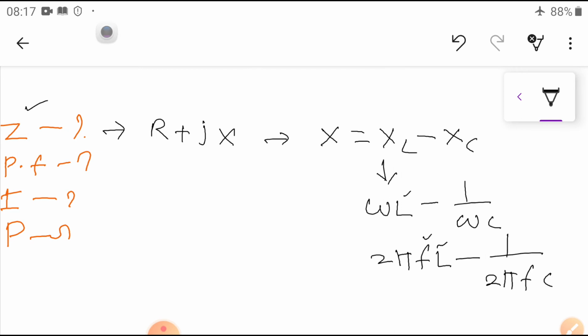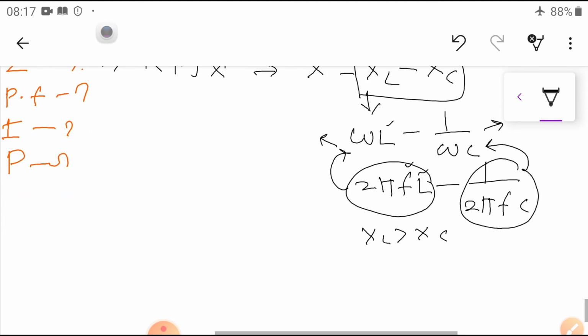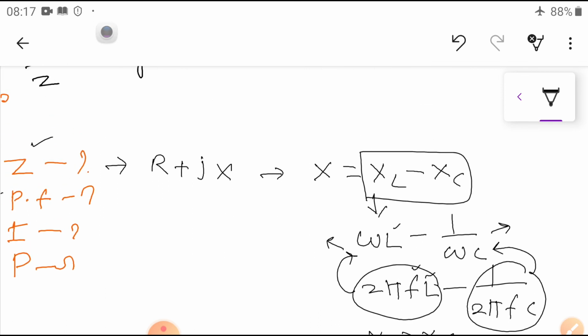So based on this one, we are going to calculate this omega C. Based on this one, you are going to calculate this one. And so here, whatever the value you got, you can subtract, whether your XL is greater than XC or vice versa. So whatever the value, you are going to get the X value. If you know the X value, substitute in R. Already R is given. Resistance, how much is given? 12 ohms. If you know this one, then we are going to get the Z value.